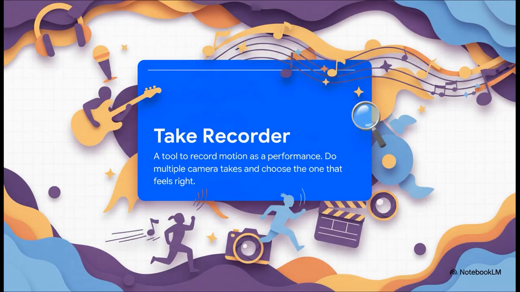Oh man, the take recorder. This thing is an absolute game changer. Instead of programming a perfect robotic camera move with keyframes, this tool lets you perform the move in real time. You can use a mouse, a keyboard, or even a game controller to move the camera around. You do a few takes, just like you would with a guitar solo, and then you pick the one that just feels right. It's all about capturing that human imperfection.